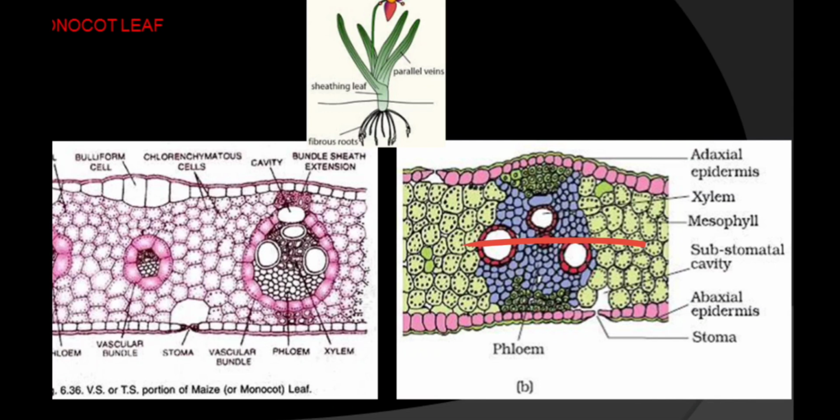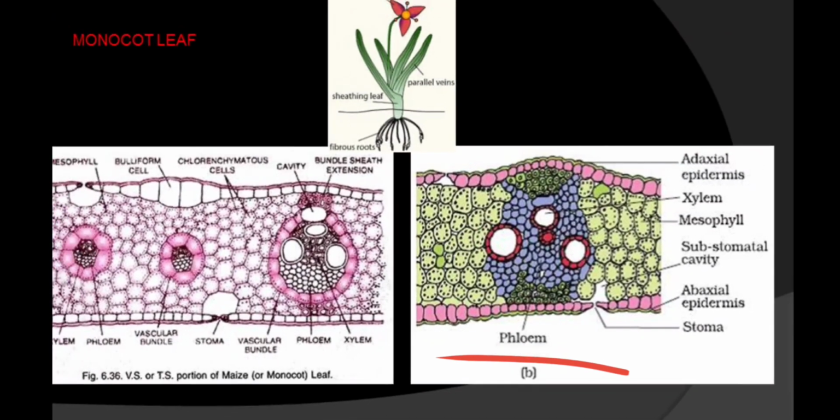Right? So this is about the vascular bundles, and in both, phloem and xylem contain all their components. Xylem contains xylem vessels, tracheids, xylem parenchyma and xylem fibers. Phloem contains sieve tubes, companion cells, phloem parenchyma and phloem fibers. Okay, so this is about the monocot leaf.